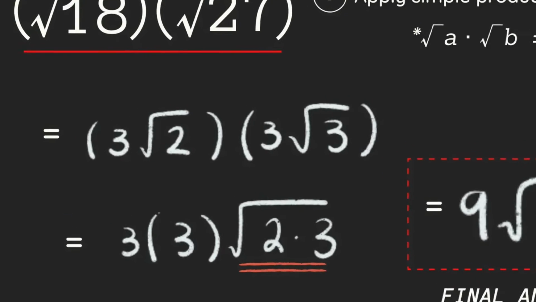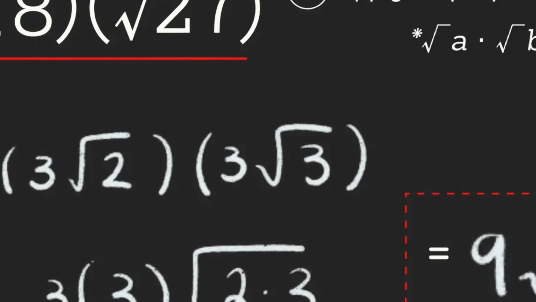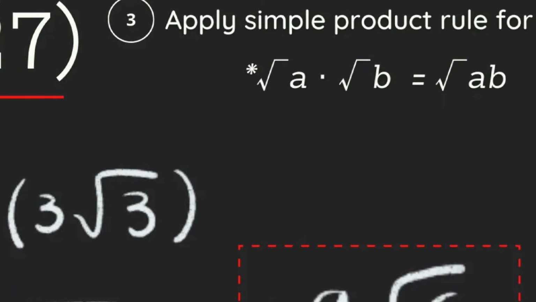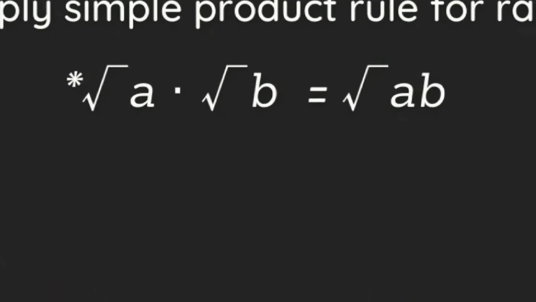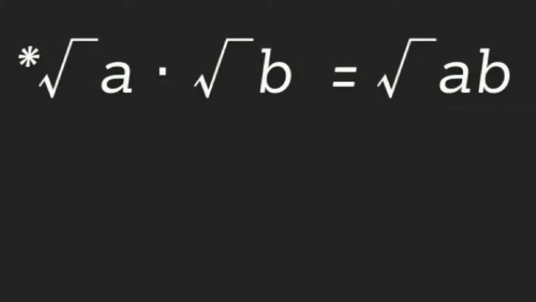We can see that both radicals have the same index and are simplified. So we can apply the simple product rule for radicals, which states that the square root of a multiplied by the square root of b is equivalent to the square root of ab, where a and b represent non-negative numbers.